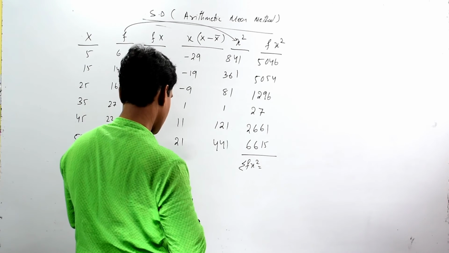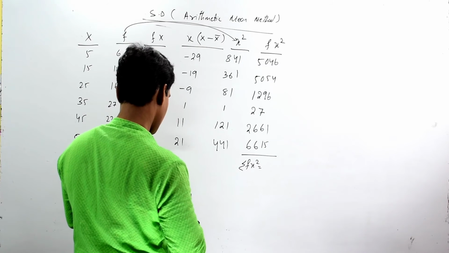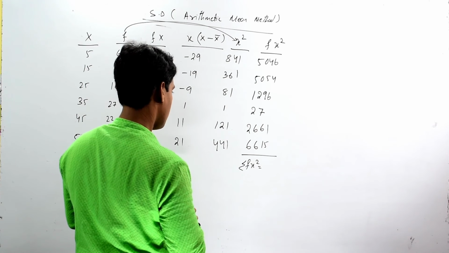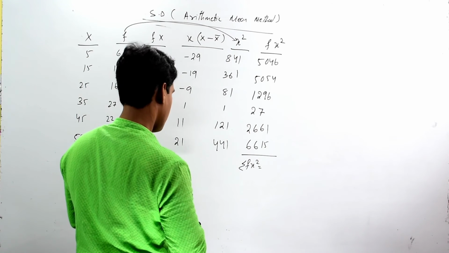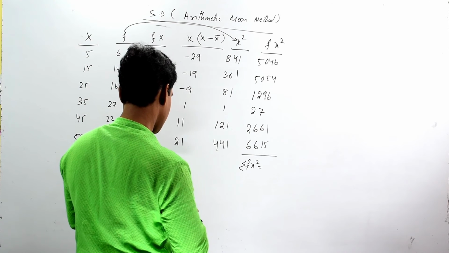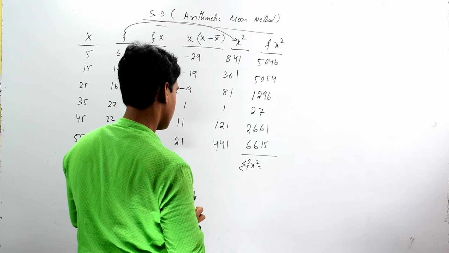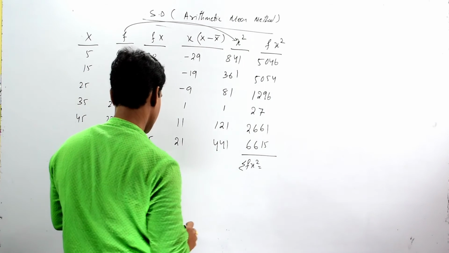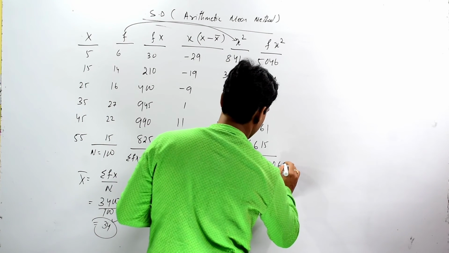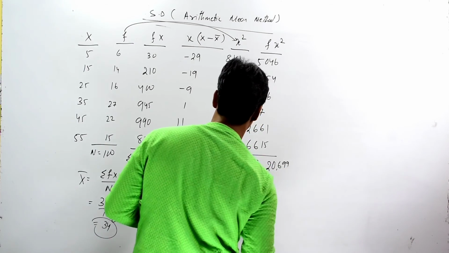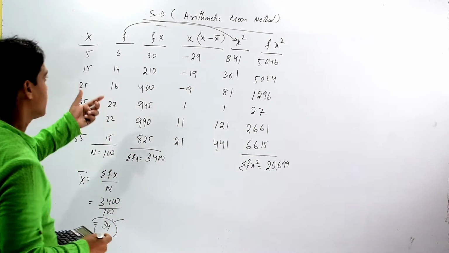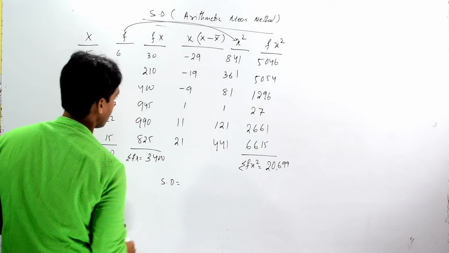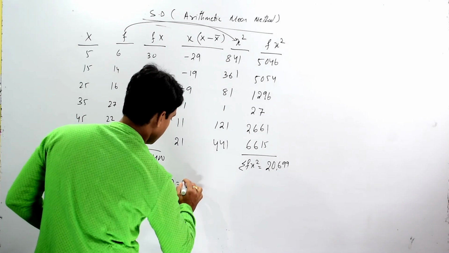Now find out the summation of fx square, that is 5046 plus 5054 plus 1296 plus 27 plus 2662 plus 6615, that is 20,700.